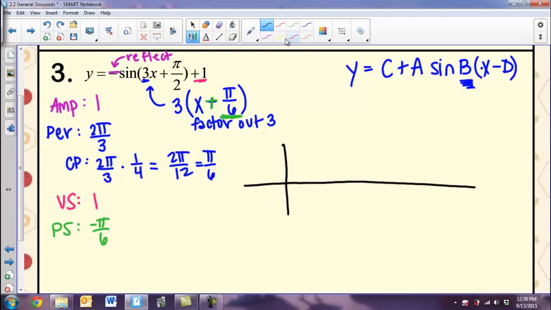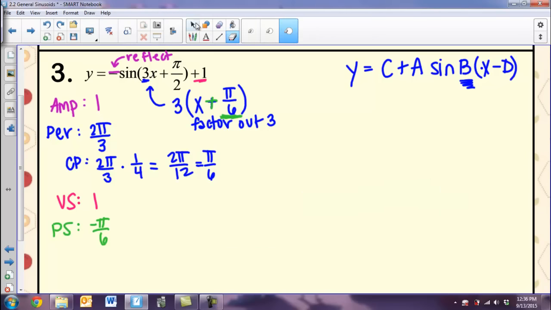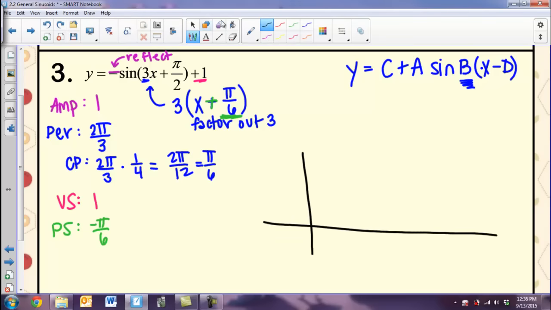Again, start with your sinusoidal axis, which is your vertical shift. It went up 1. I'm actually going to make that a little bit bigger. Sorry about that. Since my amplitude is so small, I kind of want a bigger graph. Okay, so I'm going to start at 1. My amplitude didn't change from the parent function, so it's just going to go up 1, so up to 1 and down to 0.